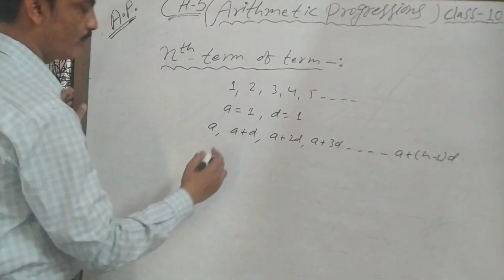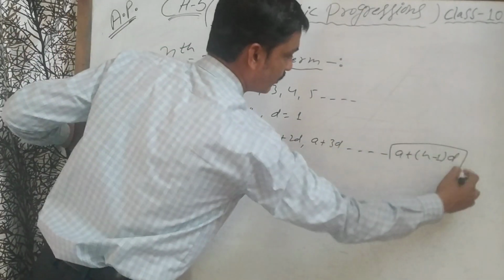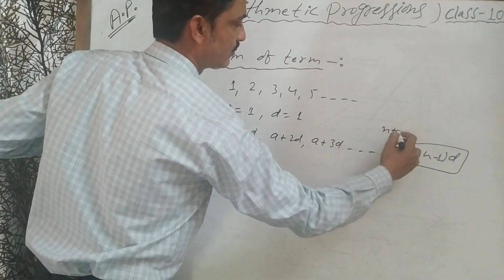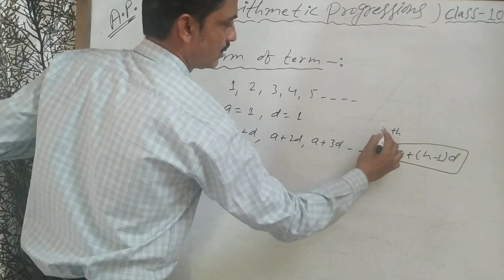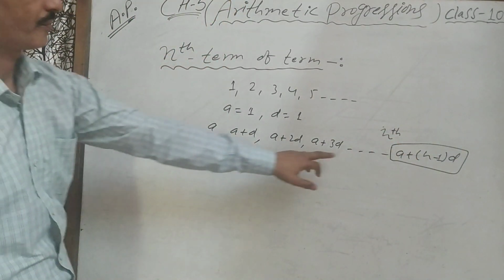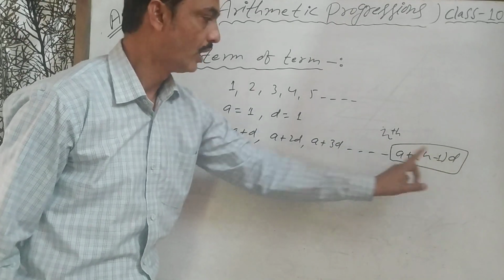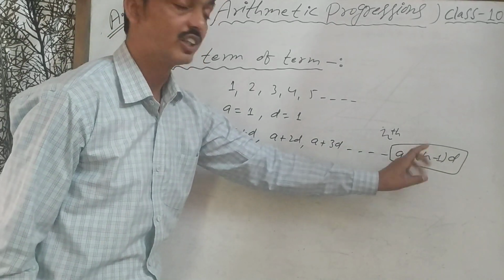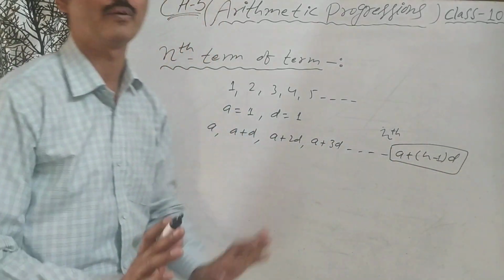So what is the general form? That is the general form, the nth term of an AP. This is the nth term of an AP: A plus N minus 1 into D, where A is the first term, N is the number of terms, and D is the common difference.